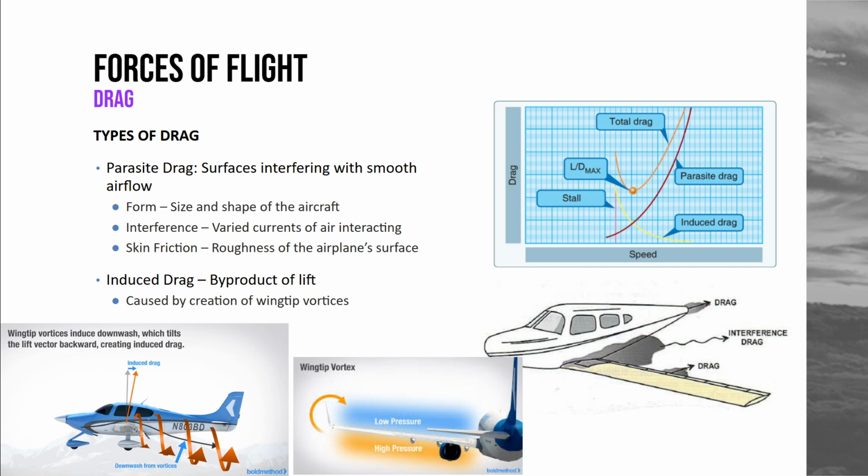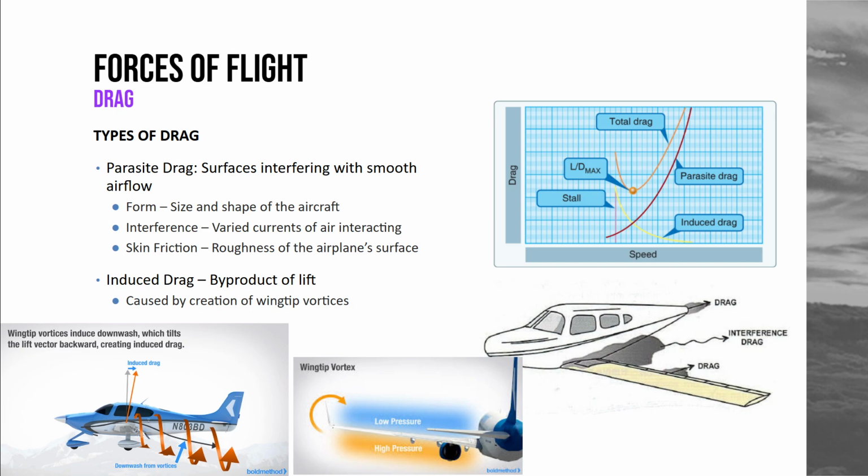And there are three types of parasite drag. There's form drag. This is the size and shape of the aircraft. So if I have my hand sticking outside the side of the window when I'm driving down the highway, and I have my hand sticking out vertically, I'm going to create more drag than if my hand was positioned horizontal relative to the wind, because that form is larger. And so the airflow separates greater on that vertical hand when compared to the horizontal hand, creating more drag.